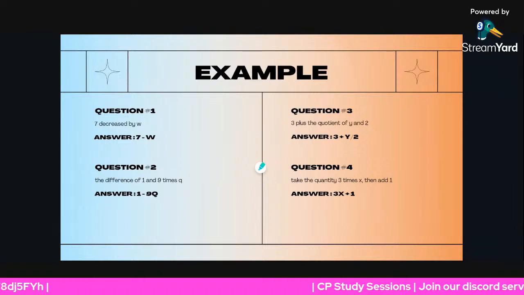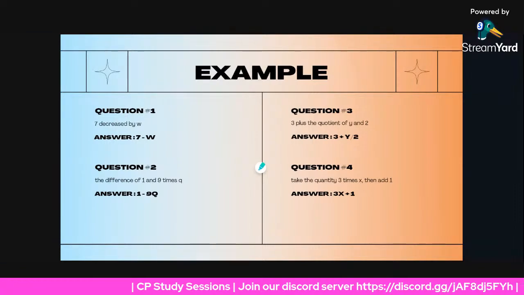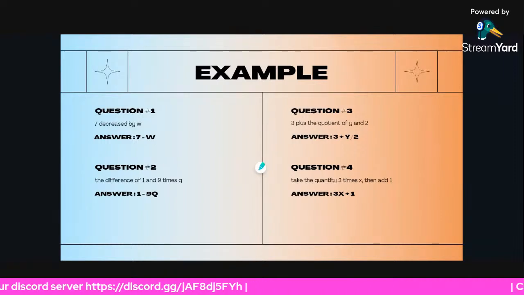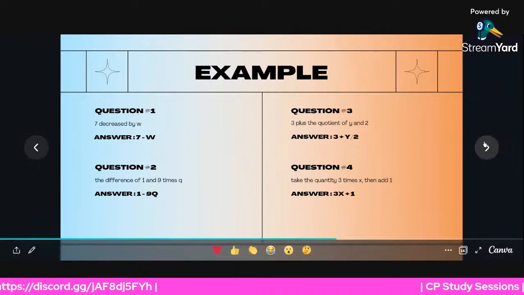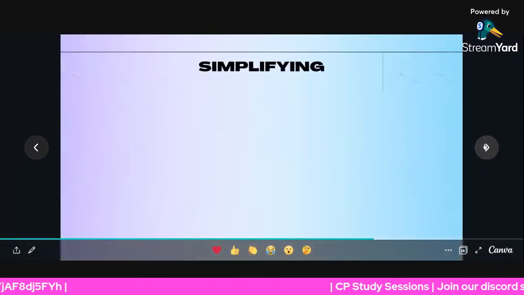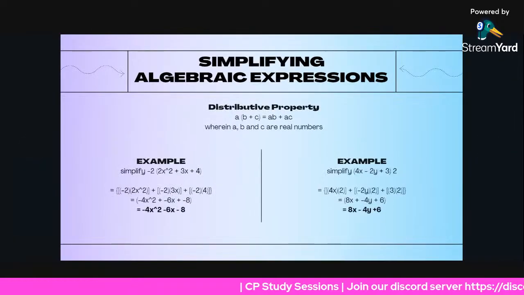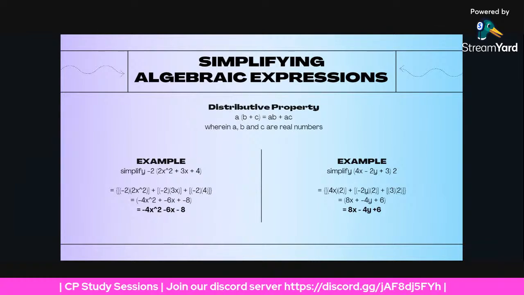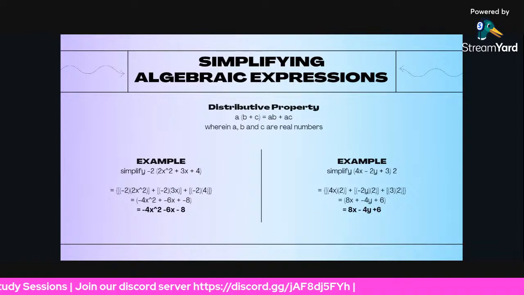Yung question 4 naman is similar lang sa question 2. Ang ginamit lang natin na isa pang operation is addition. So, proceed na tayo sa next. Ayun. So, after natin sa translation, meron na tayong simplifying of algebraic expressions.